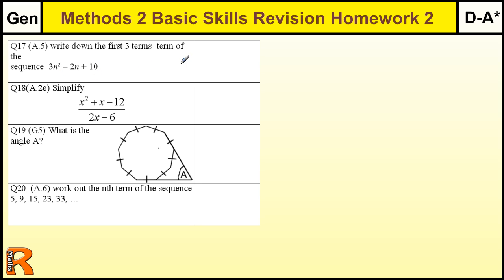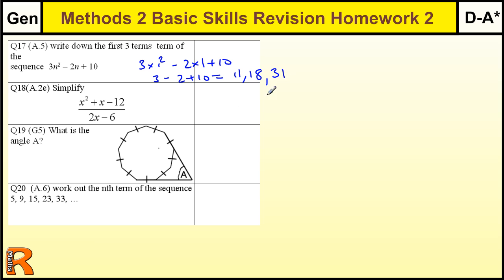Well, when n is 1, we have 3 lots of 1 squared minus 2 times 1 plus 10. Be careful not to times by the 3 before you square, because 1 squared is 1, times by 3 is 3. Take away 2 plus 10 is going to be 11. So the first term is 11. And then if you put n equals 2, you'll get 18, and then n equals 3, you should get 31.